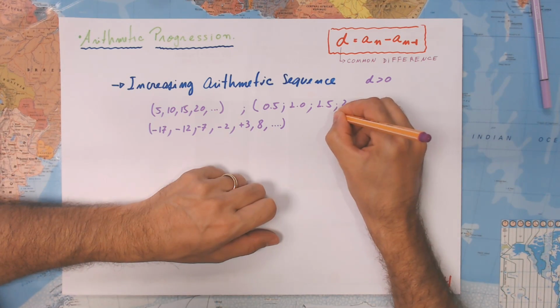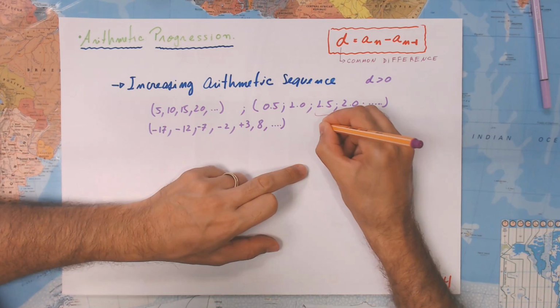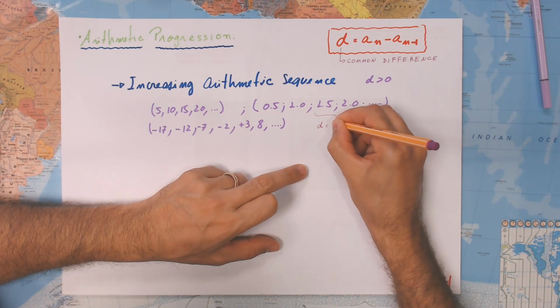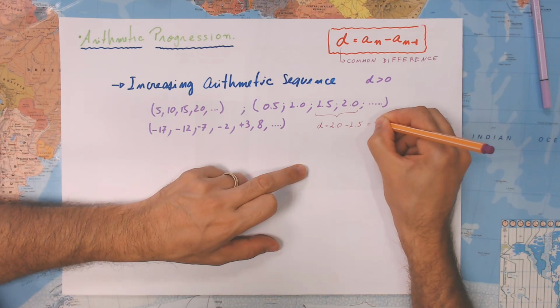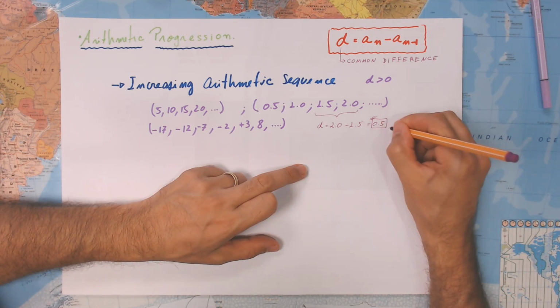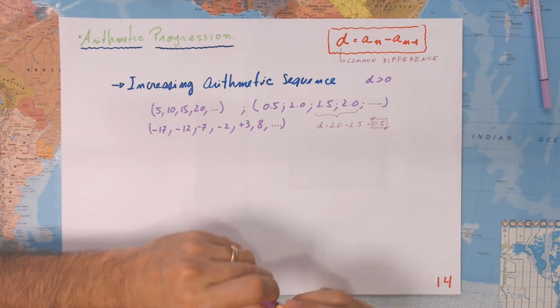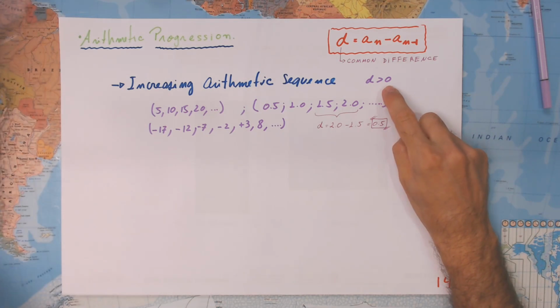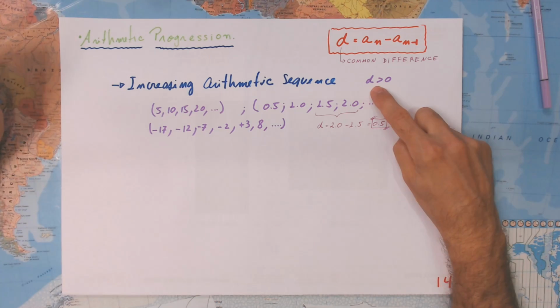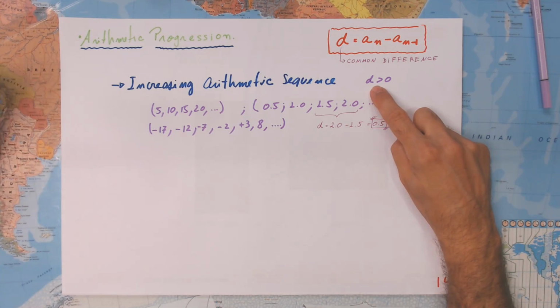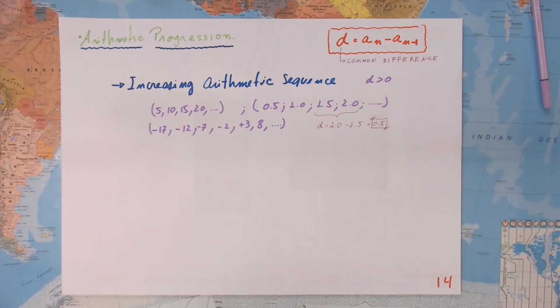Let's take those two, for instance. D is going to be 2.0 minus 1.5, which is 0.5. This is d. Whenever d is positive, not 0, okay? It is positive but different than 0, then we have an increasing arithmetic sequence.